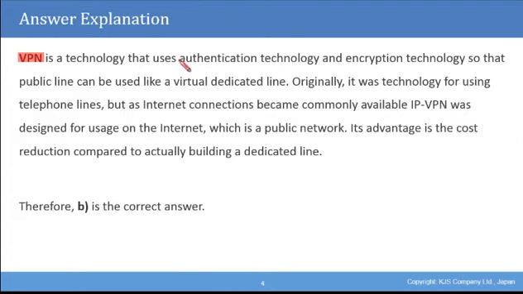VPN is a technology that uses authentication technology and also encryption technology so that a public line can be used like a virtual dedicated line. Originally, it was a technology used for telephone lines, but as Internet connections became more commonly available, IPVPN was designed for usage on the Internet, which is a public network. Its advantage is the cost reduction compared to actually building the dedicated line. Therefore, B is the correct answer.